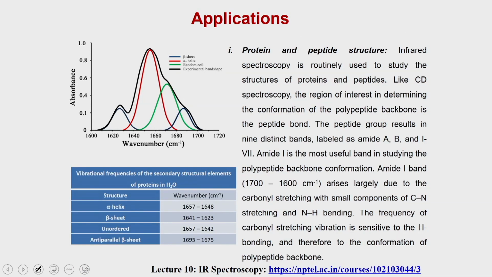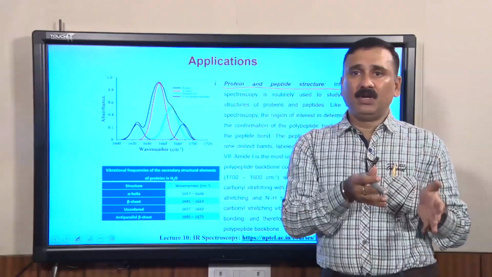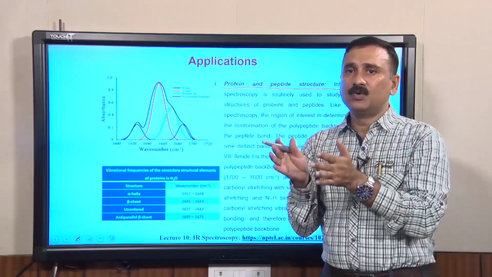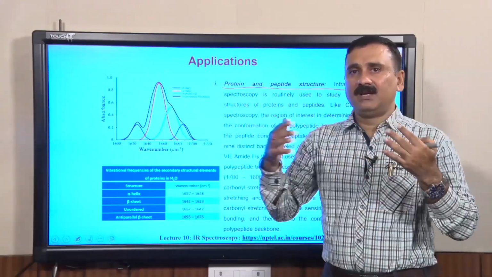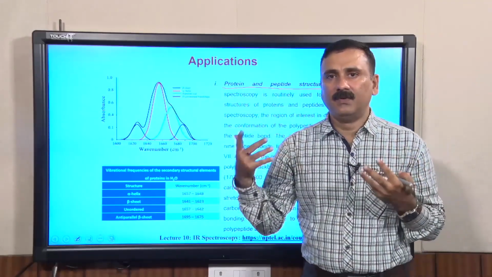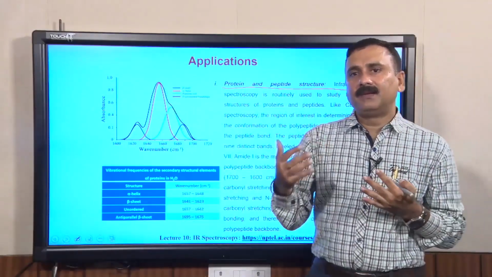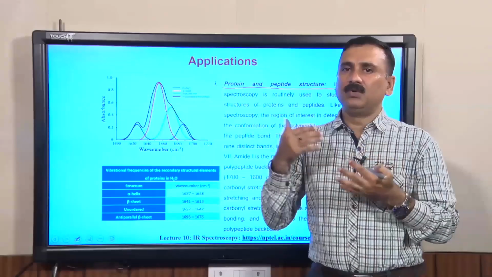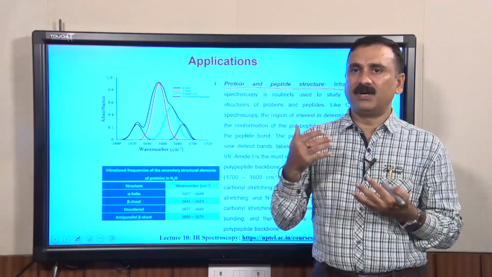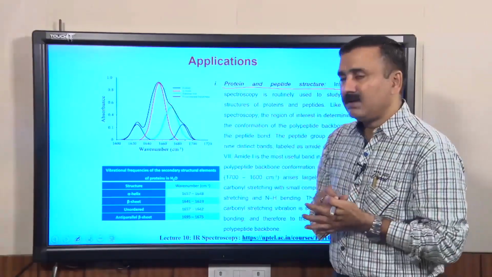Then you can characterize different types of secondary structures present in proteins, because all the different secondary structures contain the carbonyl as well as the amine groups, and these carbonyl and amine groups are placed in different positions, and as a result they are going to give you different types of IR spectra, and you can characterize them.